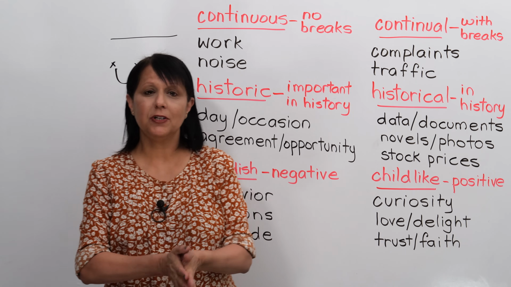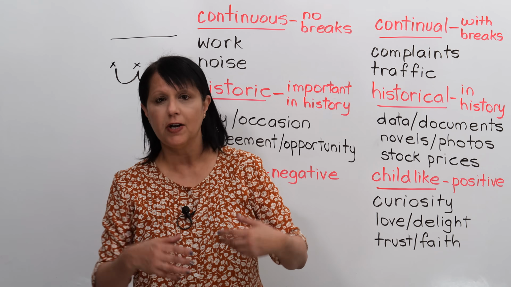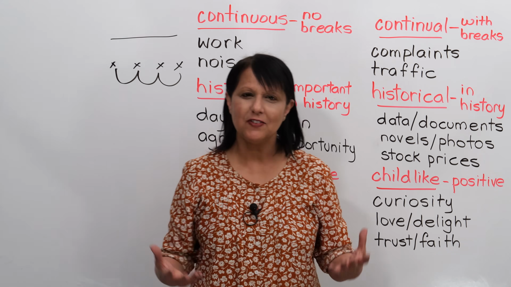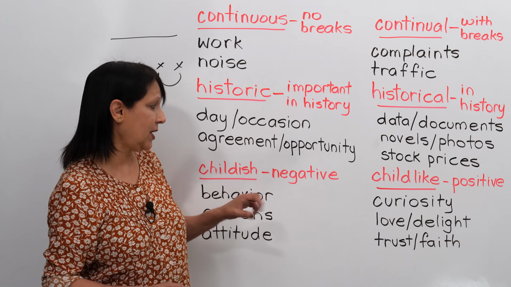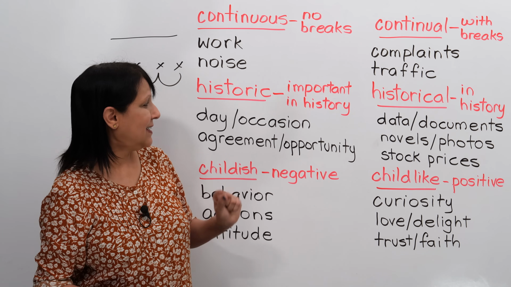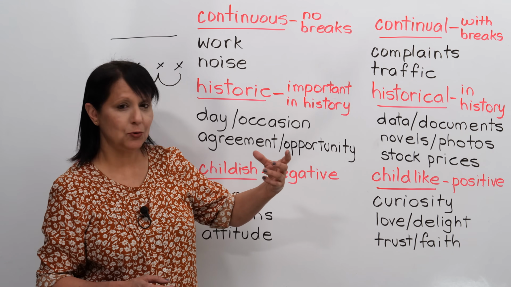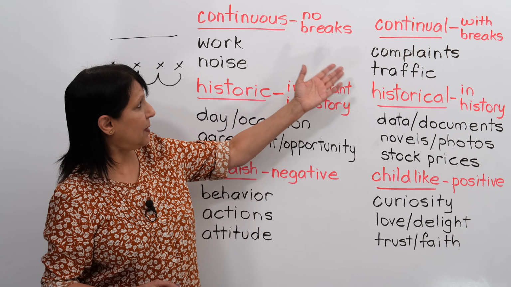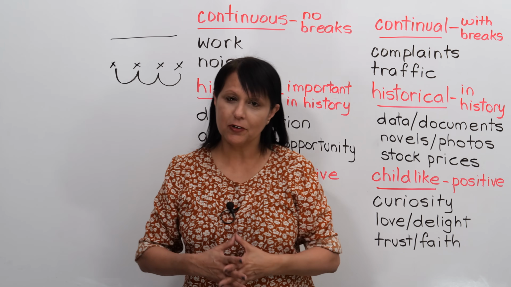So the ways that you can use them is to think of some examples of your own, write some sentences of your own, think of your own life or people that you know. Are there people you know who are childish or childlike? Think of a historic occasion that you know about. Think about something that's continuous or continual, or some of the other words we looked at.